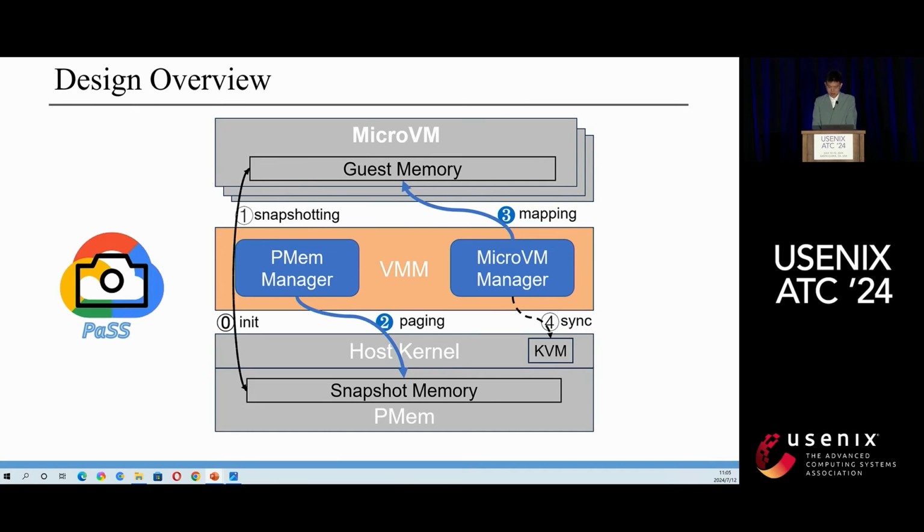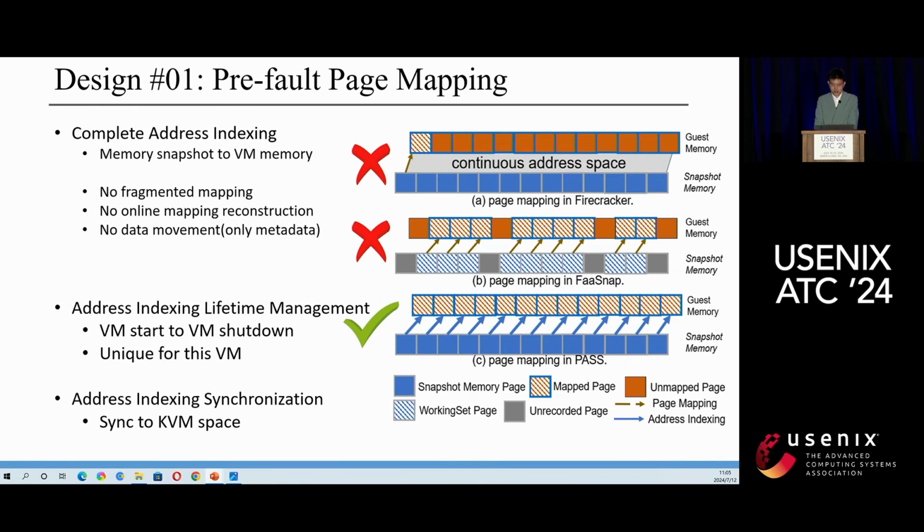The MicroVM queries the hash table to obtain the required snapshot memory, builds complete address indexing, and synchronizes mappings to KVM space. First, we propose adopting complete address indexing in our MicroVM manager to pre-fault page mapping. Unlike traditional lazy loading or partial mapping schemes, our design completely maps a memory snapshot to the VM memory. This approach avoids fragmented mapping and online mapping reconstruction, thus making it highly efficient.